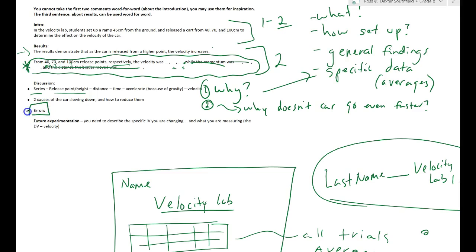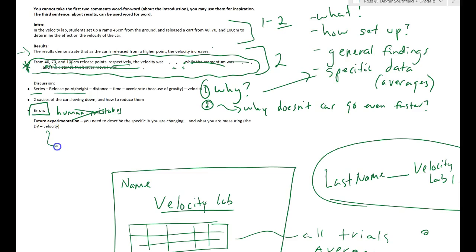When we're talking about errors, we're not just talking about human errors, right? We do not want to talk about mistakes necessarily that were made, but what could be different group to group with the materials that you have, that is inherent to either the materials or the setup of the lab. What could be different from one group to the next? I'm thinking that the cart might roll differently. One car might be better lubricated than another car. One car might have a bum wheel that doesn't work. Things like that are going to mess up the data from group to group and cause slight variations. So we're not talking about human mistakes there.